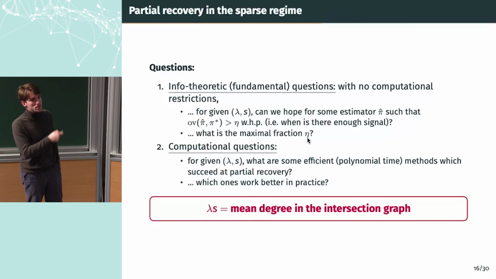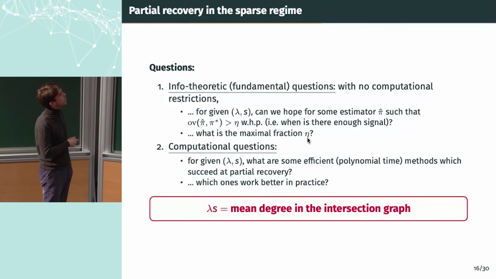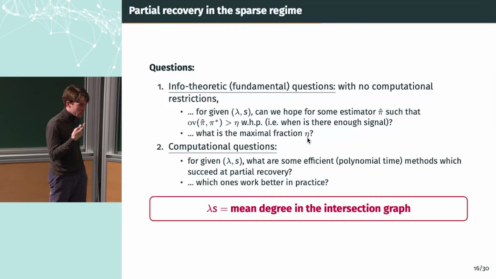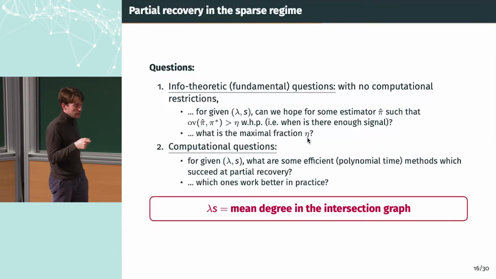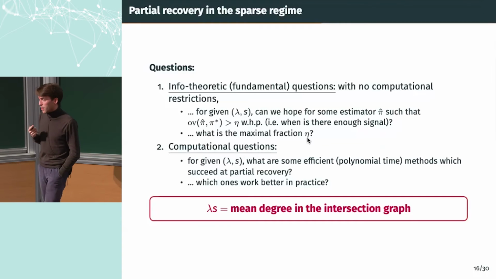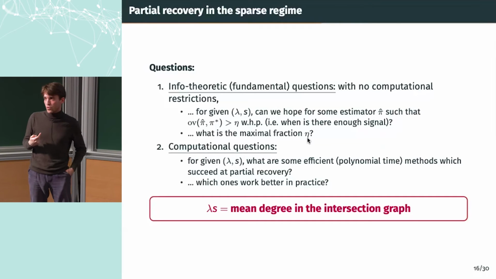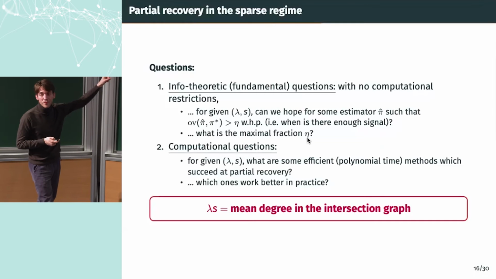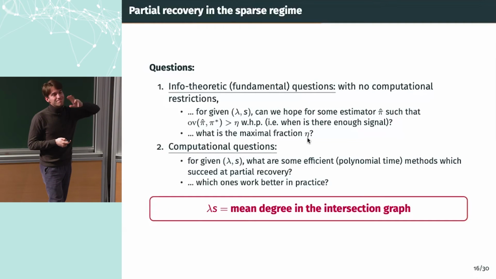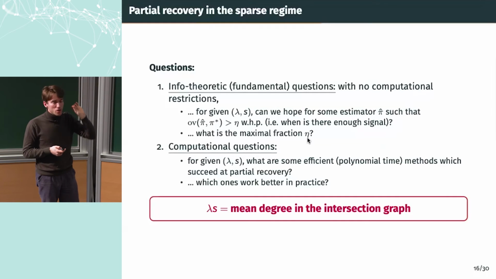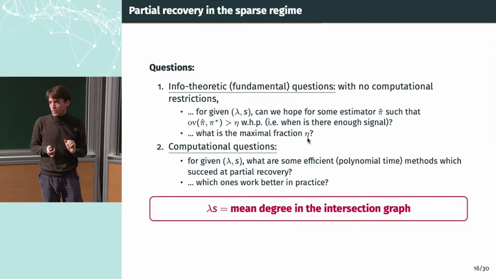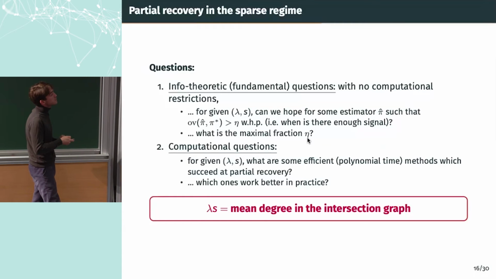One key quantity for the rest of the talk will be lambda times s. If you think about it in my original model, this is the mean degree in the intersection graph. The purple graph that I showed in the first place has mean degree lambda times s. And it's not difficult to see that this quantity governs the theoretical hardness of the problem. We'll see that in a few moments.